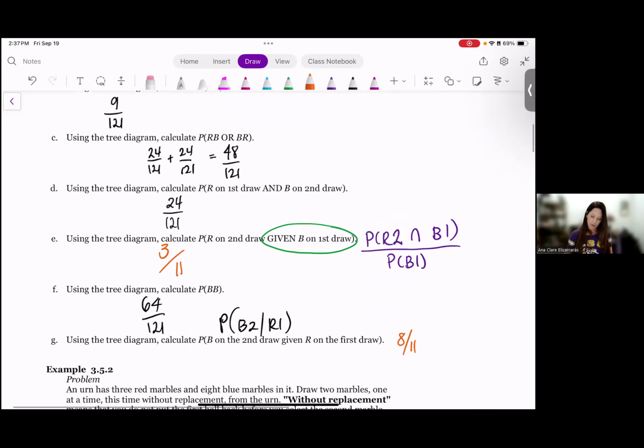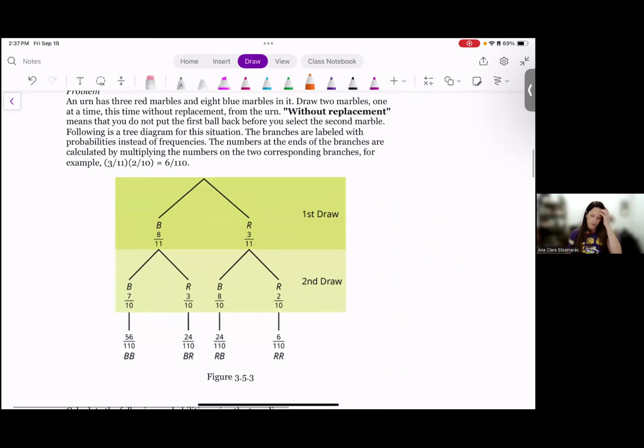All right, let's do another problem. An urn has 3 red marbles and 8 blue marbles. Draw 2 marbles, this time without replacement. Okay, without replacement. That makes a difference because what's happening is I'm changing how many balls are in the urn after I draw the first one. So I'm not putting it back. And what color I get makes a difference.